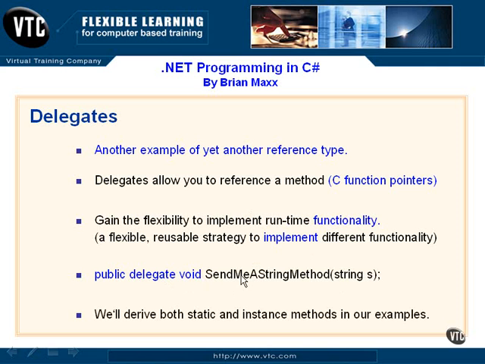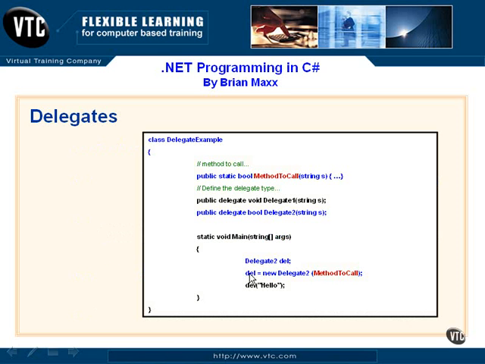Okay, so we're going to derive both static and instance methods in our examples. We know about both now, so we'll take a look at both. Alright, so delegate example here, quick example. The blue here, public static bool, and this is our method name. This is just a method, and it has a string parameter passed in. So you can have all your functionality here, whatever you implement, whatever is the block of code.